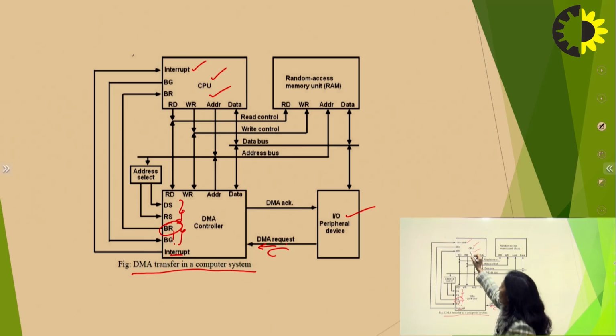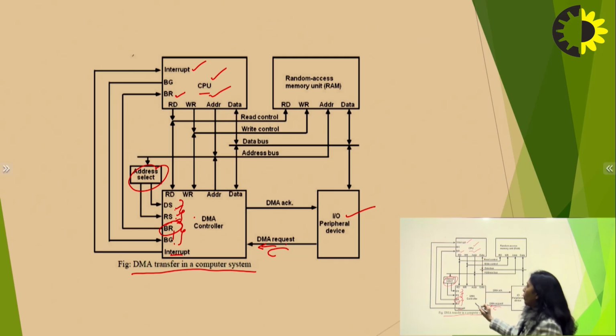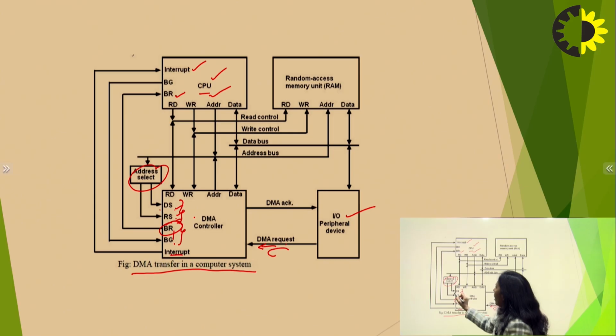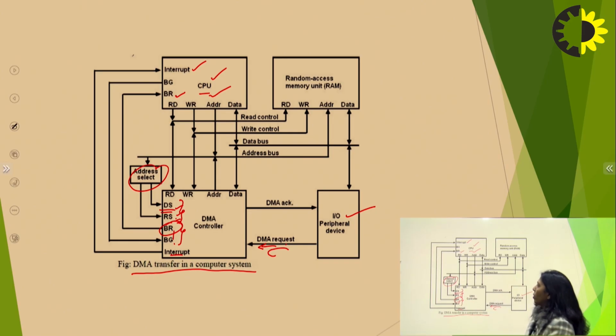As soon as the CPU gets the bus request, it will manage the DMA select and register select. It will enable it and will send the address also to the DMA controller. This address is sent by the CPU to the DMA controller. This address will allow this DMA to get selected and this register to get selected.